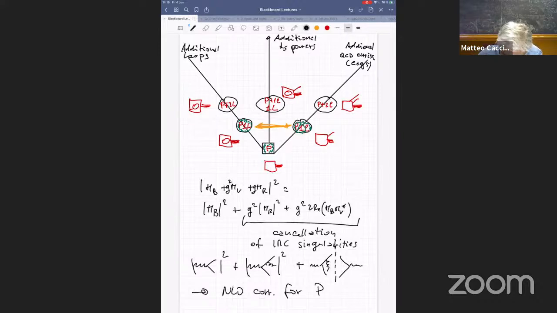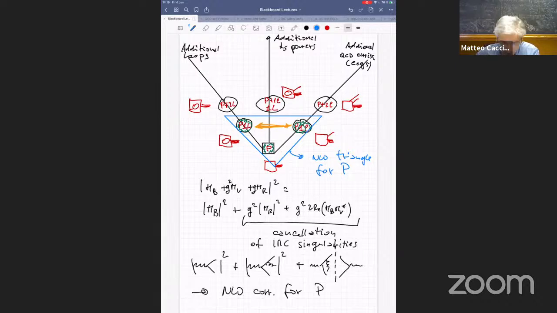So now you have this particular triangle, this one here, which was meant to be a triangle. Let me try again. Okay. So this triangle here is the next to leading order triangle for the process P. You need to consider these three diagrams if you want to calculate the next to leading order corrections to the process P.